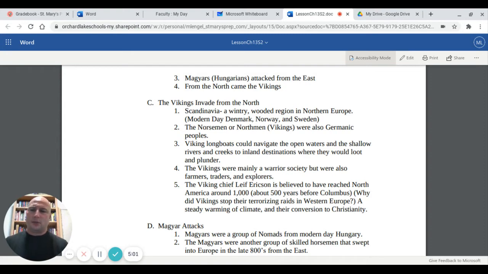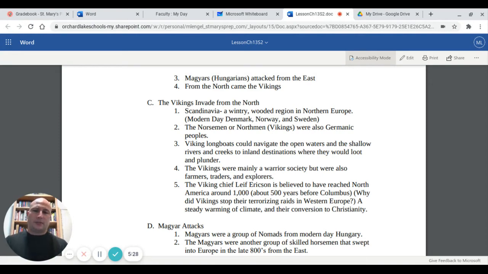The Vikings were mostly a warrior society, but some Viking civilizations and groups did practice trade and farming, and there also was a sector of Vikings that were known for exploring. The Viking chief Leif Erikson, for example, is believed to have reached North America around 1000 AD. If that's true, and we don't have a whole lot of evidence for that, that would be about 500 years before Columbus.